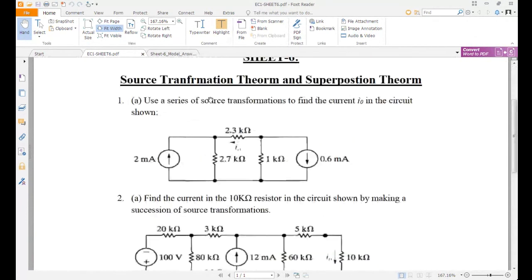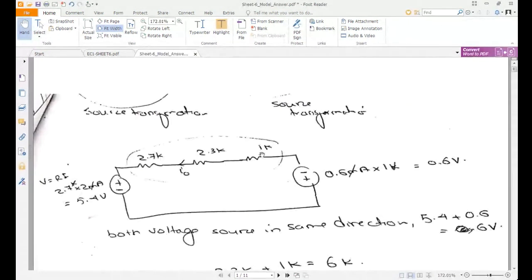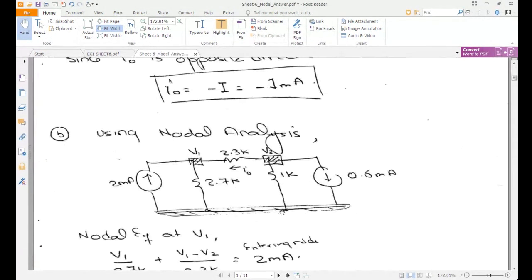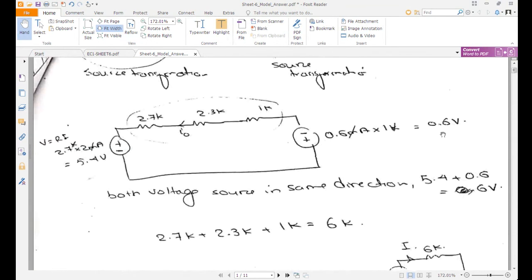So this is the first question of source transformation theorem. The current source with parallel resistance can be converted to a voltage source by using Ohm's law, and that voltage source will be in series with the same resistance. Okay, we will go for the solution. See here, this current source can be converted to a voltage source. V equals IR, like this. V equals I is 0.6 milli and R is 1 kilo. You will get 0.6 volt in series with the same resistance, you can see here.